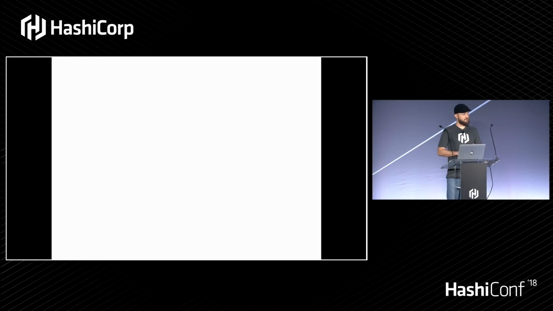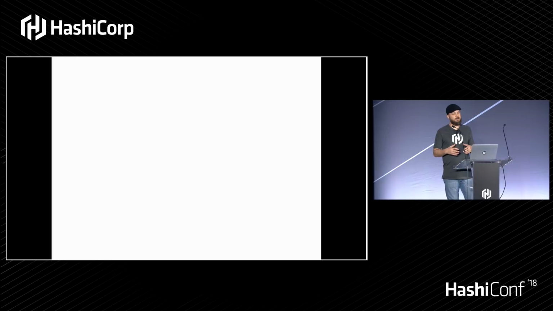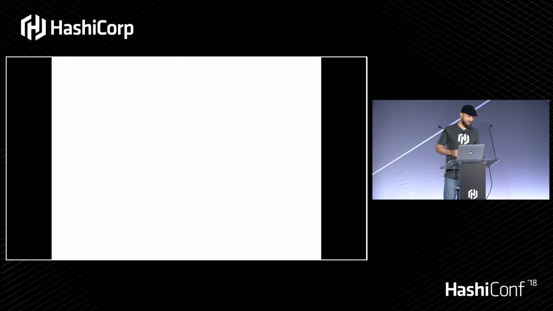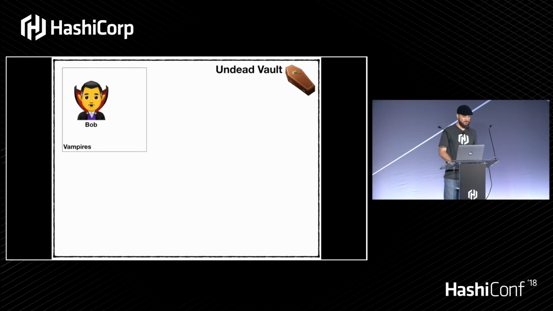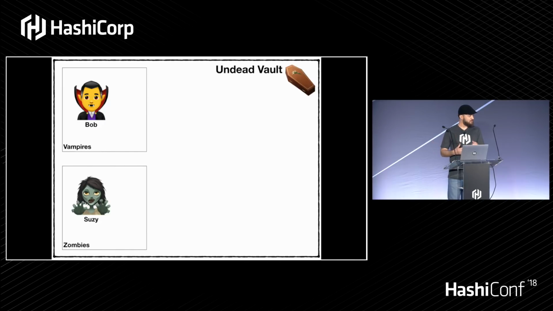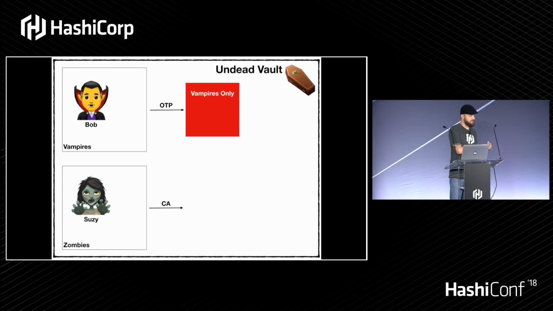So let's take a look at what the scenario that I'm going to show you in the demo will look like. Halloween's coming up, so we're going to create an undead Vault. In this undead Vault, we've got vampires, and Bob's a vampire. He's a user. He's going to use one-time passwords to be able to access his instances. We also have Susie, who's a zombie. She's going to access her instances using a certificate authority. So one-time password again for vampires only. We've set up the policies within Vault to say we can only access the vampires-only instances as a vampire. If I'm a zombie, I'm going to access the zombies-only instances using the certificate authority.